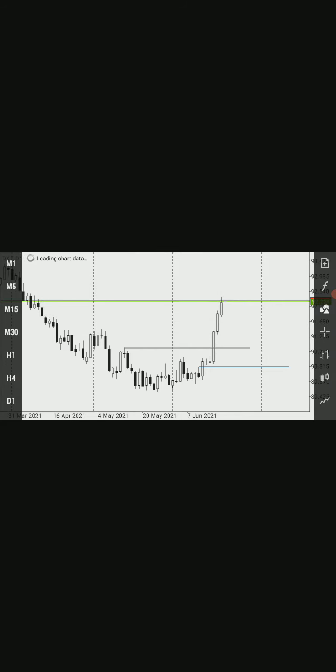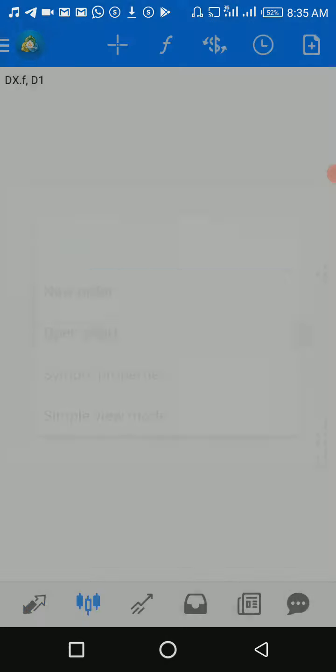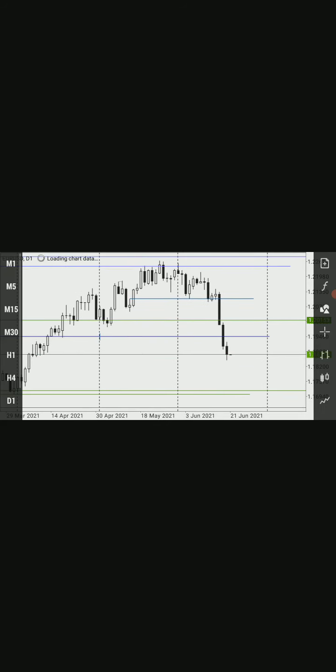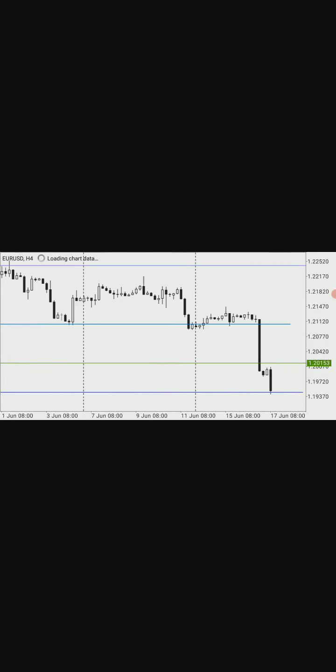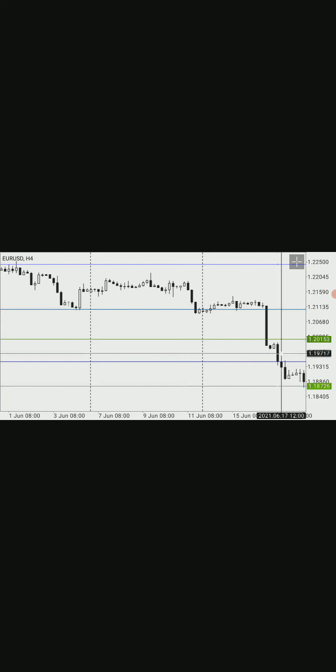With that, we saw that price also did the opposite in the Euro USD. Price came here, found some sensitive resistance here, and fell down. So this was what we talked about last week.